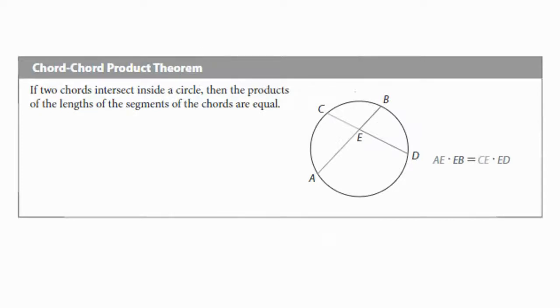Basically, if two chords intersect inside a circle, so if you notice CD intersects chord AB at point E, then the products of the lengths of the segments of the chords are equal. So basically what they're saying is AE times EB should equal CE times ED.